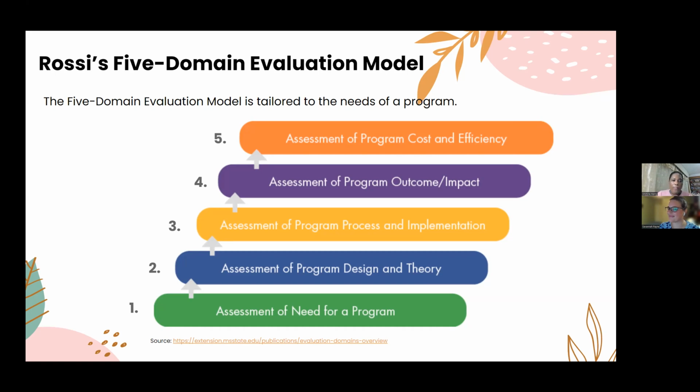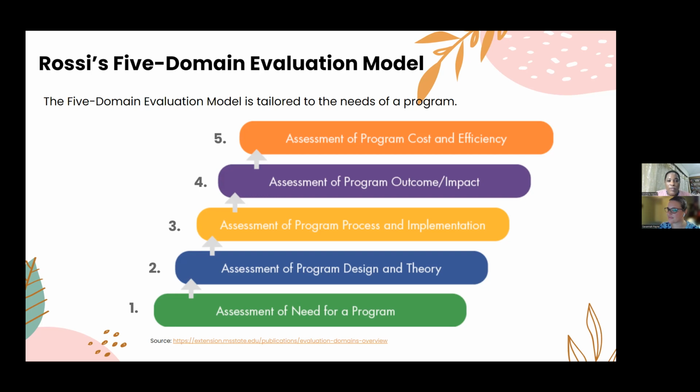This is where the evaluator would answer a question: is the program designed in the way that it will work to meet the goal that was set in domain 1? Domain 3 is assessment of program progress, process, and implementation. The evaluator will answer a question: was the program implemented correctly?